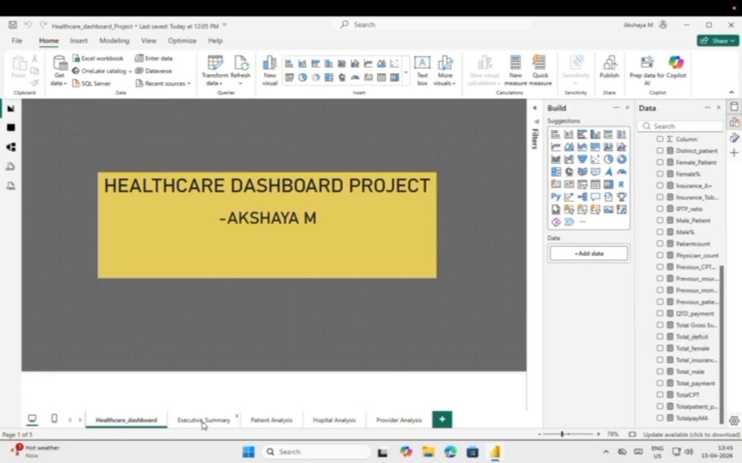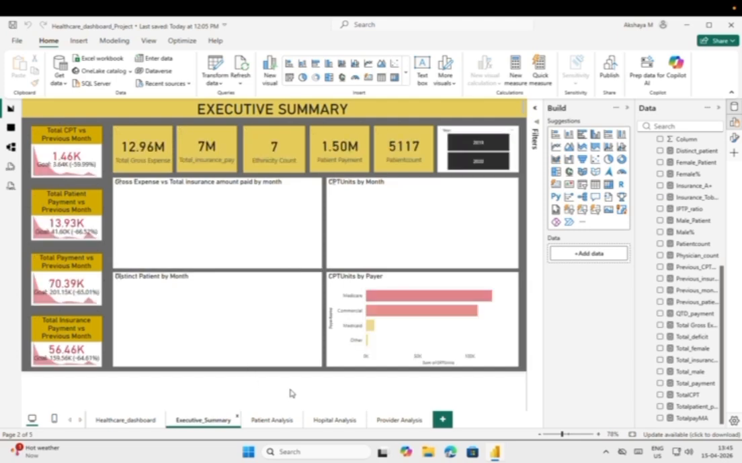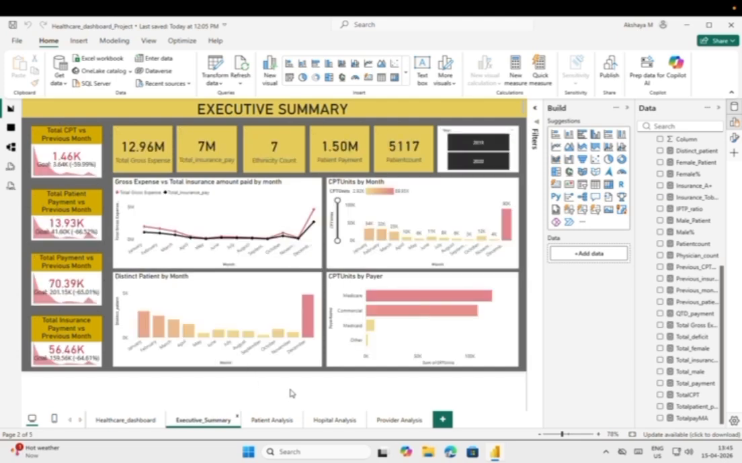Now let's get into the executive summary. This is the overall summary of this healthcare project. Let's look into it one by one. There are some technical terms like CPT and AR, which I will explain as we go through the project. CPT is the number of operations performed on a patient. That is what we call CPT.